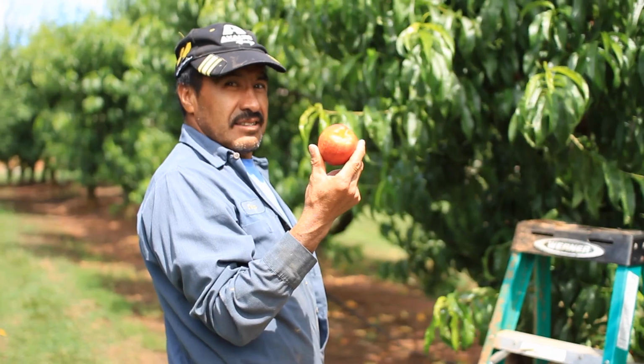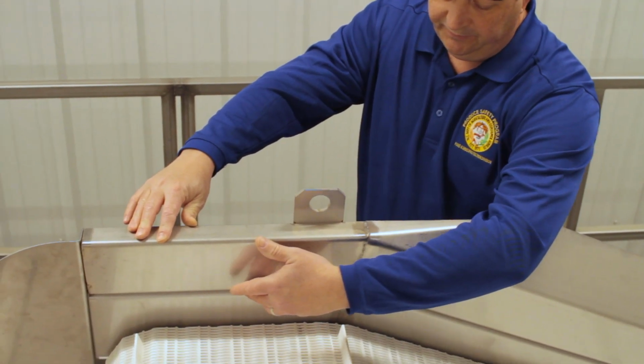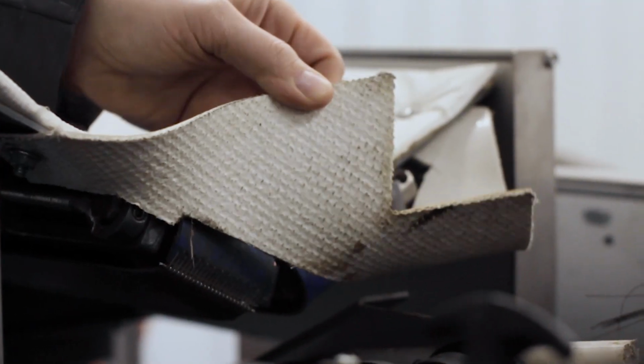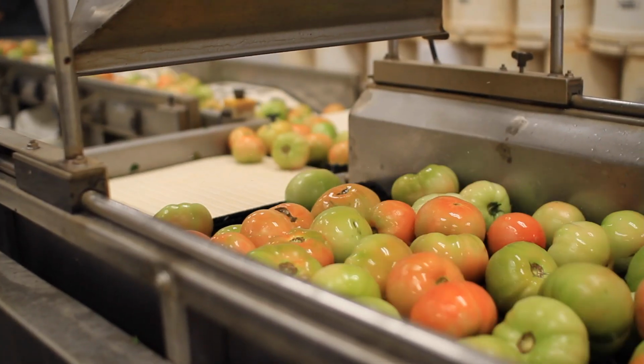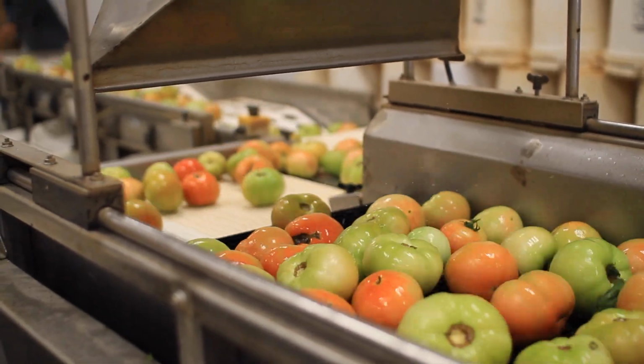In this video, you will learn how to identify trouble spots, food contact surfaces, and difficult areas to reach and clean within a packing house. It is important to assess the design materials, construction, and installation of your food contact equipment to ensure the equipment itself is not a point of possible contamination.